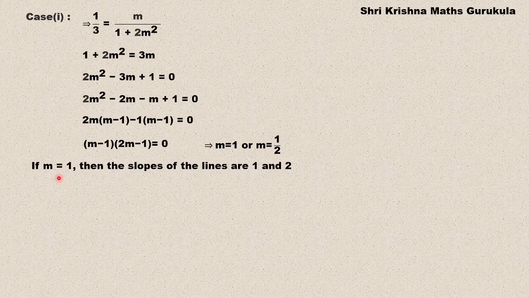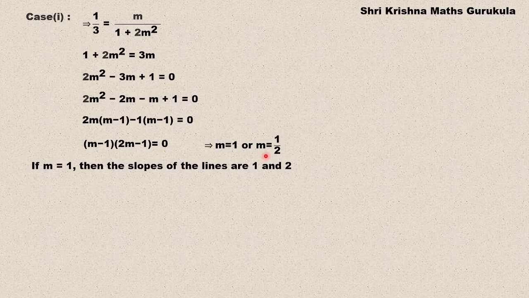So two different cases again we will consider in this. If m1, or slope of the first line, happens to be 1, then what is the slope of the other line? You multiply it by 2. Then it will be 2, right? So the slopes of the lines are 1 and 2. This is the first possibility in case 1.